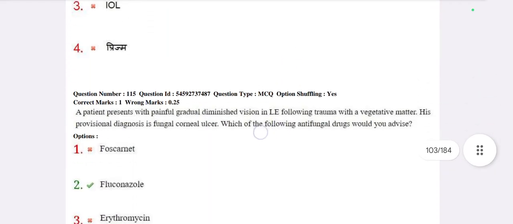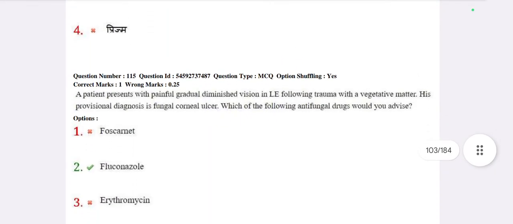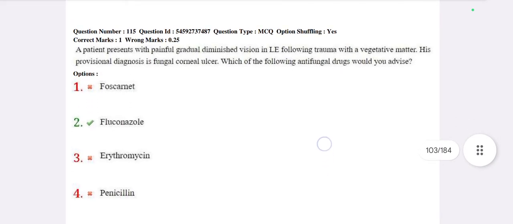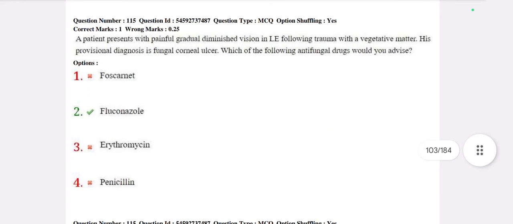Next question is, a patient presents with painful gradual diminished vision in the left eye following trauma with vegetative matter. His provisional diagnosis is fungal corneal ulcer. Which antifungal drug would you advise? A, foscarnet; B, fluconazole; third, erythromycin; fourth, penicillin. Correct answer is fluconazole.